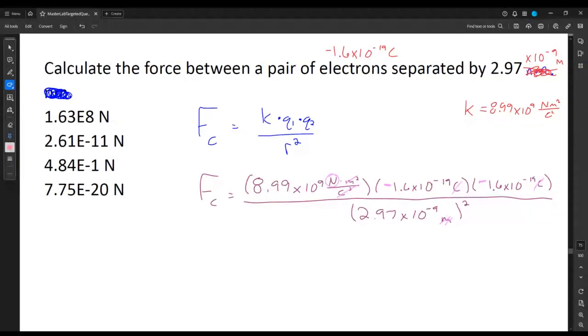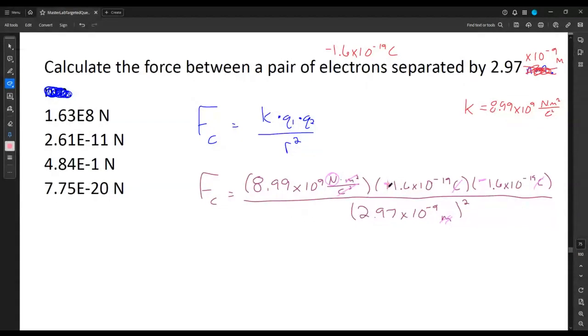Then looking at these signs, we have a negative times a negative, so they're going to cancel each other and make a positive. A positive force means that these things are going to create a push. They're going to push away from each other. They're going to repel. So if we have like charges, if they're both negative or if they're both positive, then we get a repulsive force or a positive force that shows that they push apart.